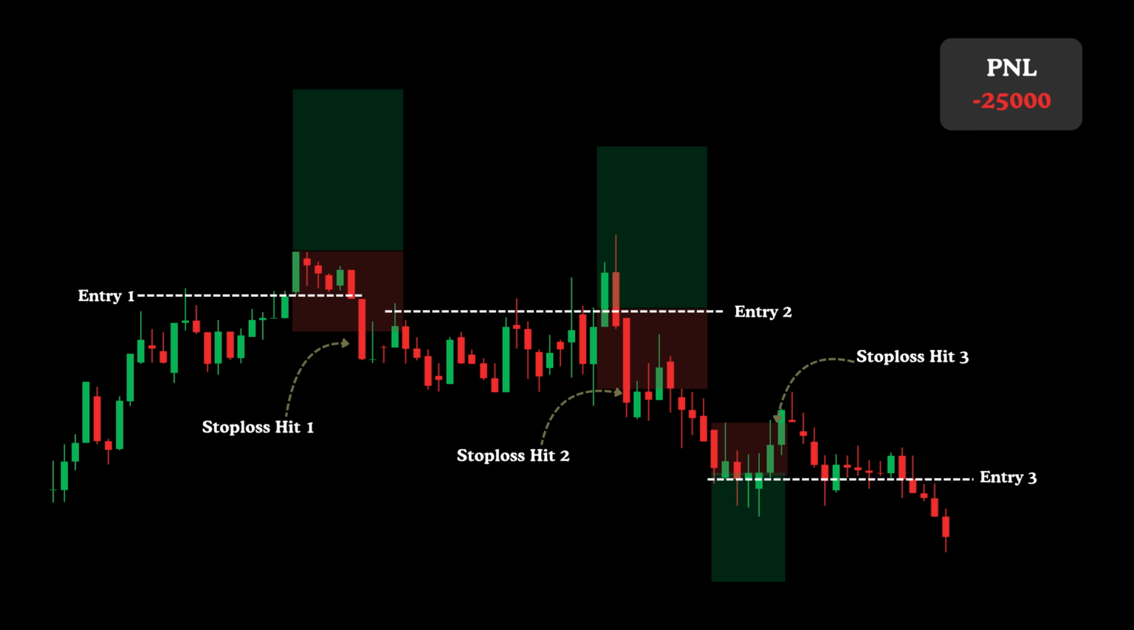Therefore, if your stop loss is hit 2 to 3 times consecutively even after correct analysis, avoid trading further that day. Instead, in the evening, calmly review your mistakes and work on not repeating them the next day.